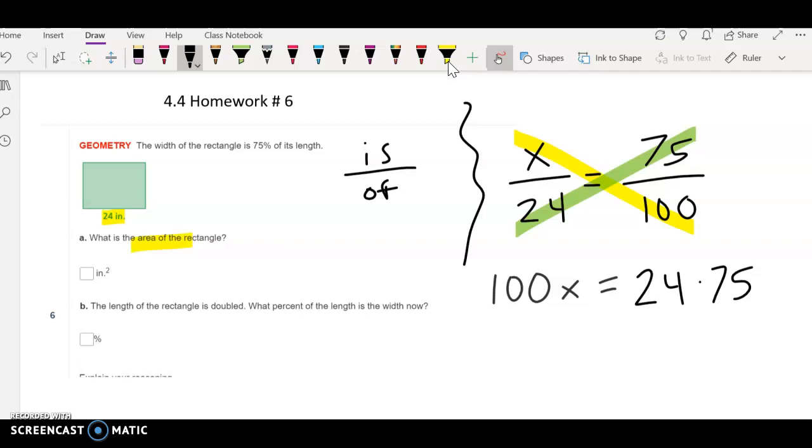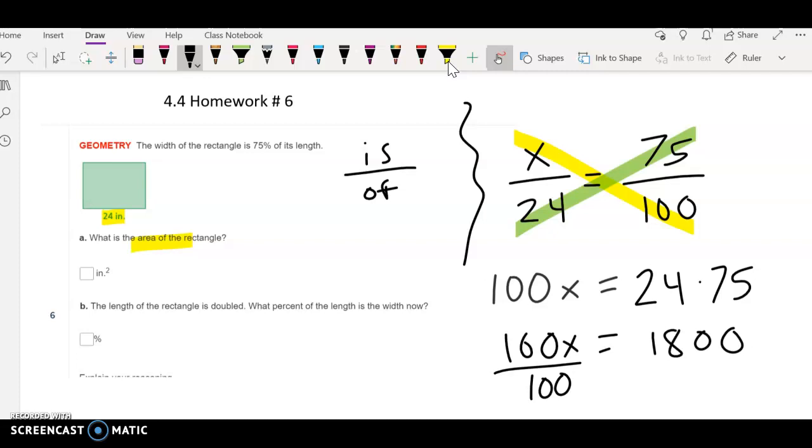Now, I'm going to do 24 times 75. And remember, you can use your calculator for this. And I got 1,800. And that equals 100x. And then we're left with x by itself. Now to get rid of the 100, we need to undo multiplication. How do we undo multiplication? We use division. So I'm going to divide by 100, and the reason I'm dividing by 100 is because we are multiplying that x by 100.